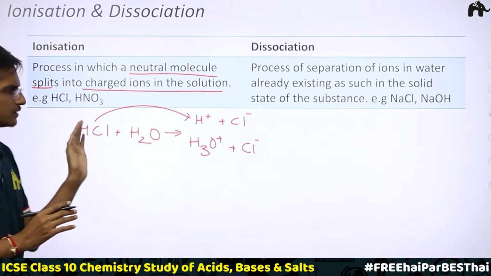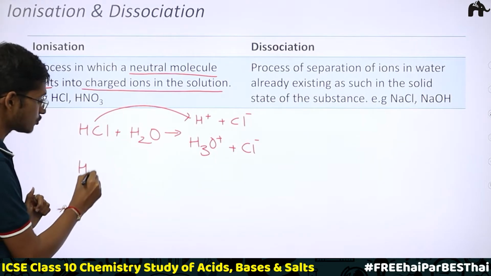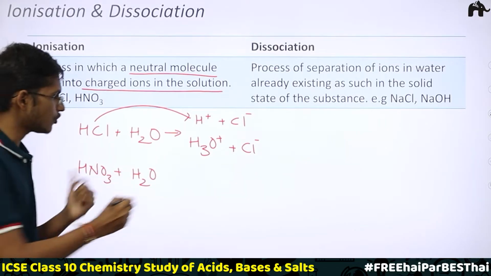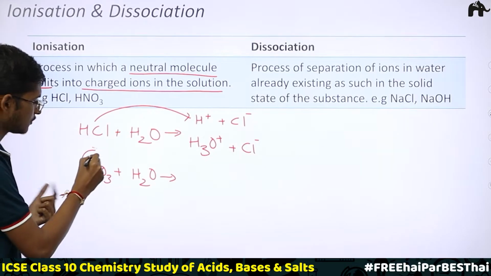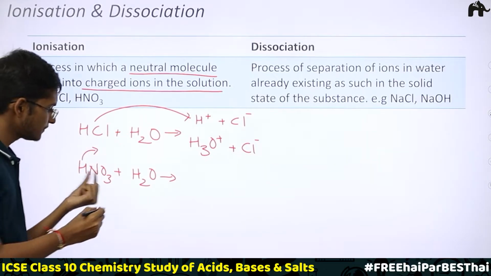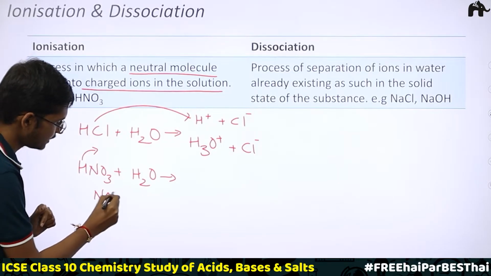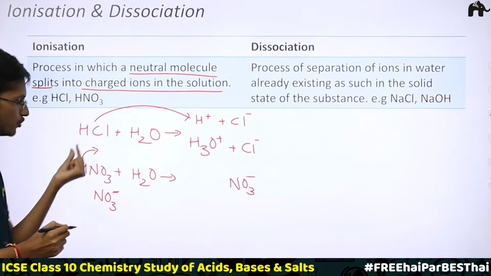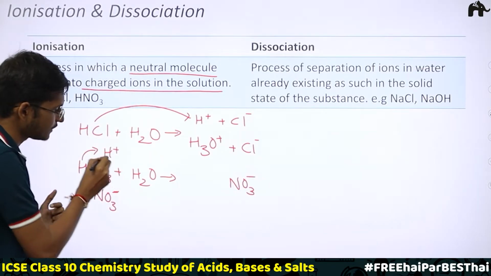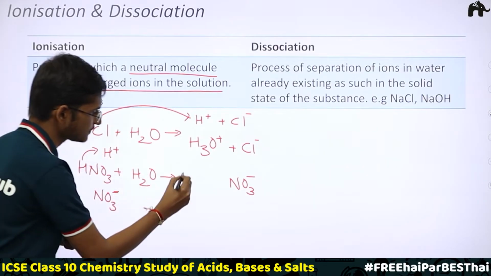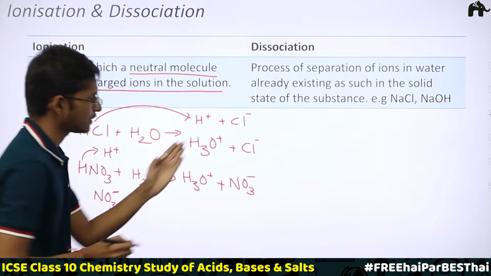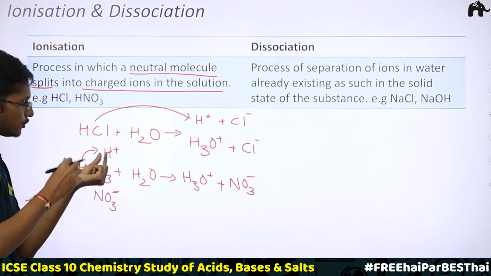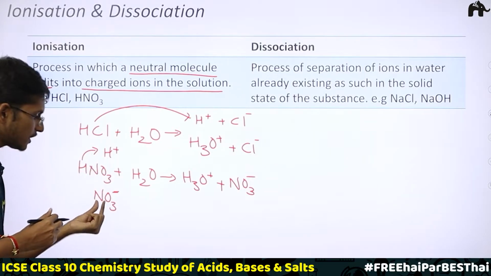Now moving on to HNO3, the next example. It also dissociates, ionizes, in the same way. HNO3 in water: this H would leave, and this NO3 here is a negatively charged ion. This H would leave as H+ and get combined with water and form the same H3O+, as in the case of HCl. So this HNO3 has also split into charged ions, H+ and NO3-.